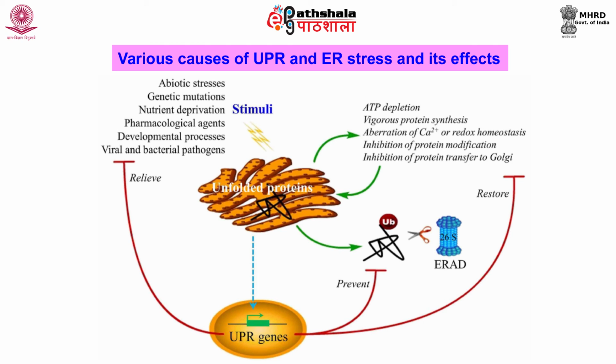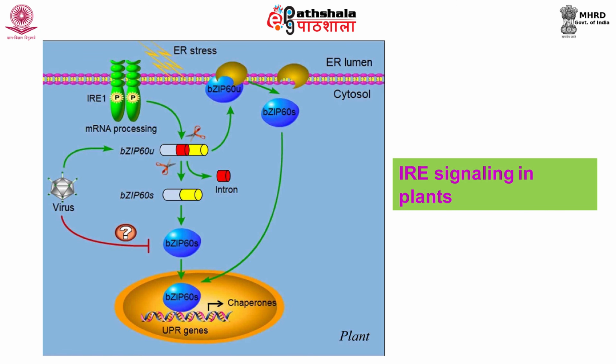ER stress also occurs under many circumstances such as nutrient deprivation, developmental processes, genetic mutation, as well as pathogenic attack. Recent reports in plants have indicated a close connection between the UPR and environmental stimuli such as heat, salt and drought stress, as well as viral attack, but the underlying mechanisms are largely unknown yet. This is the IRE signaling pathway in plants.